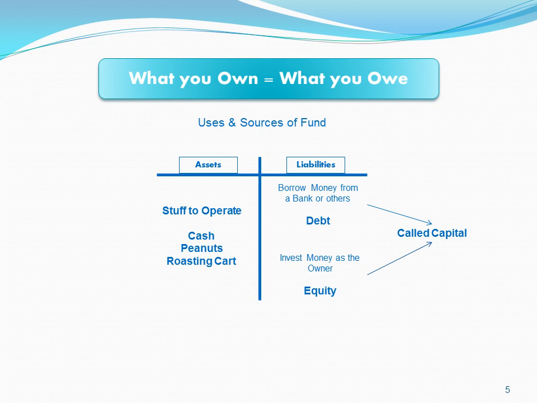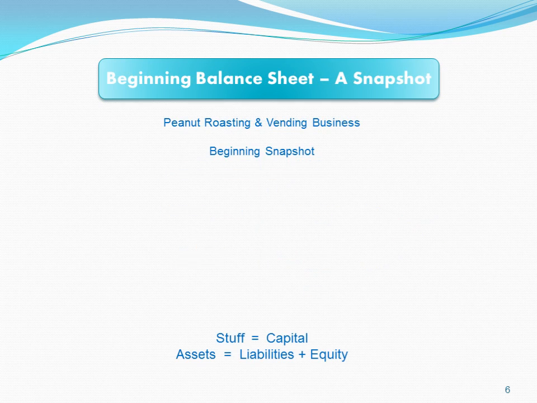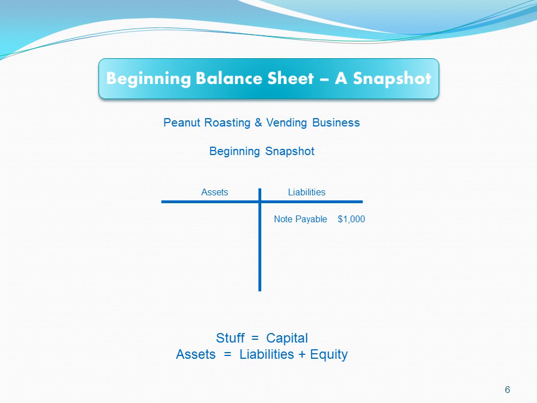Well, let's put a hypothetical case here. So you have a peanut roasting and vending business. And let's take a beginning snapshot, or what we would call a beginning balance sheet. So you go out and you borrow $1,000, say from the bank or from another individual, but it's an IOU. You need to pay it back to them. It's a debt that you owe. And you put in $2,000 of your own funds that you had from your savings, and that would be equity. So you have a total of $3,000 in liabilities plus equity, or $3,000 in capital.